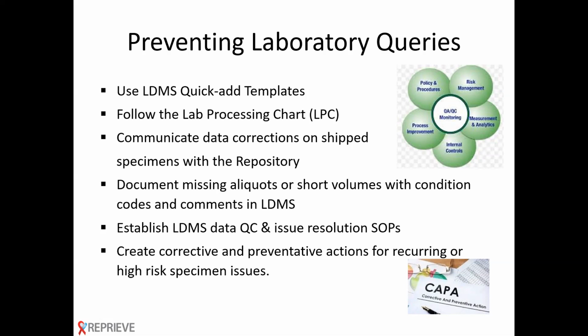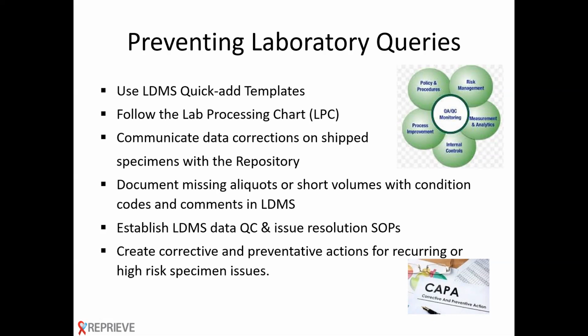And then lastly, if you do notice you have a recurring issue, maybe you've received a query from the Data Management Center several times and it's the same kind of query, or perhaps you yourself have discovered through your own QC issues that have been recurring or specifically high risk issues, take some time to look into what caused that error. How can I correct it? And how can I prevent it moving forward? And have that corrective and preventative action process be part of your SOP so that you're ensuring high quality data.